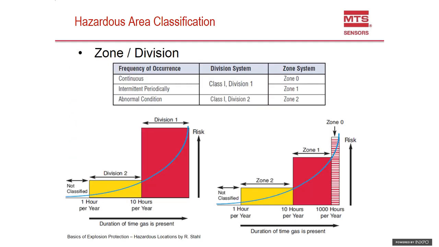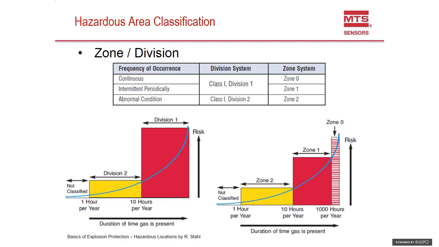So we're going to take a look at some of the examples. Before we dive into that, a lot of people see these and don't really understand what the zones and divisions are. As I mentioned earlier, this is a breakdown of the location. And for the location, we're looking at how often or how likely it is to have a presence of that hazardous area. So how often would you possibly have a liquid or a gas that is flammable or explosive in that area?